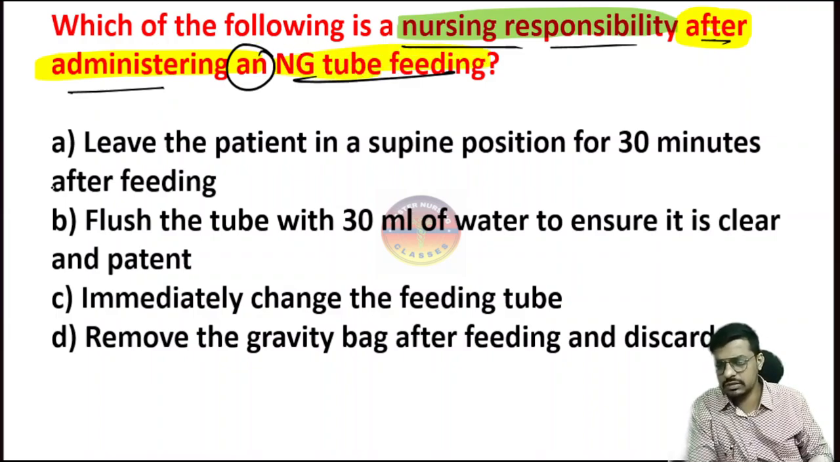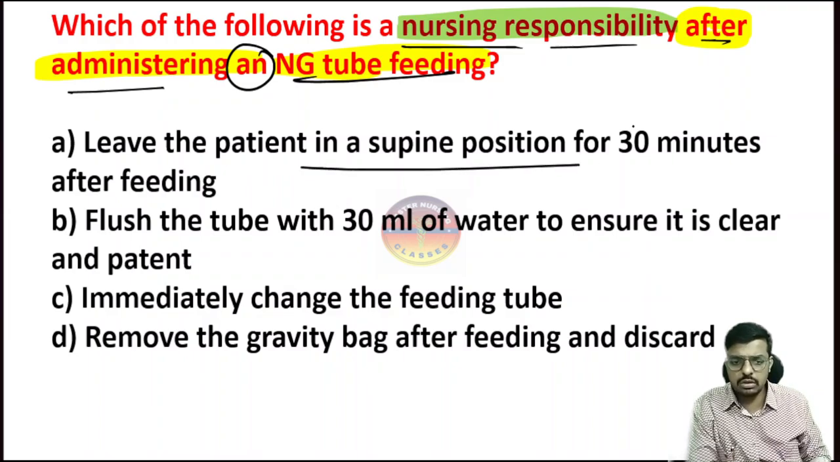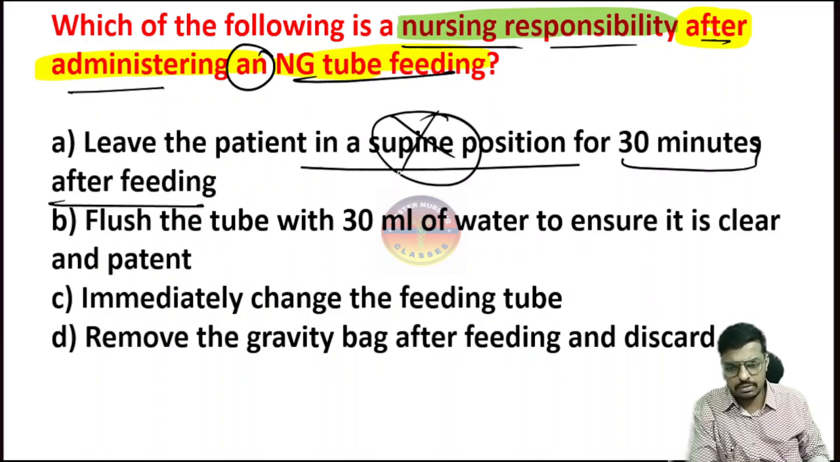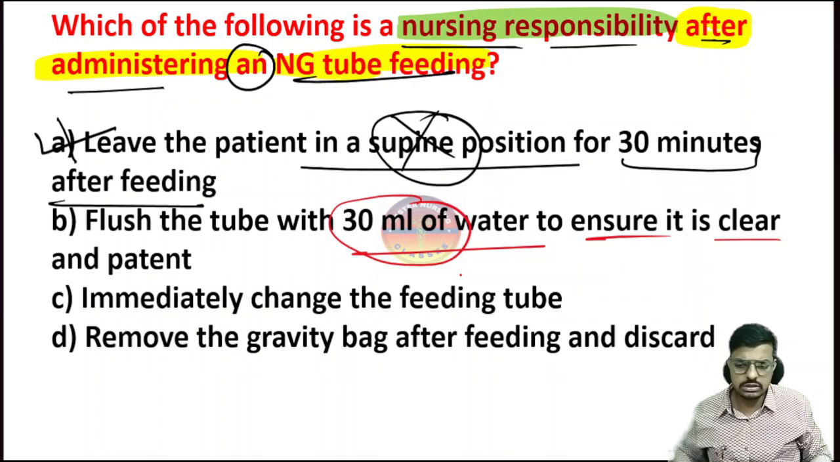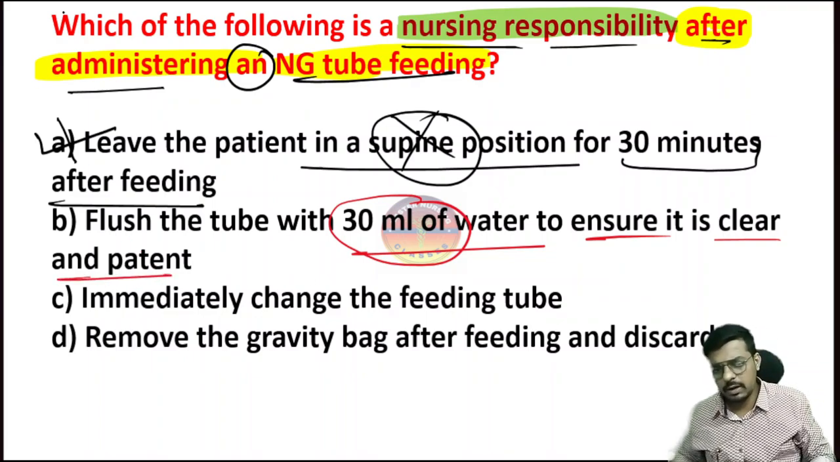Option A says leave the patient in a supine position for 30 minutes after feeding. Children, you have given the feed to the patient and you are making the patient supine, which means the content will regurgitate back and may lead to gastric content aspiration, and the patient may develop aspiration pneumonitis, a very dangerous type of pneumonia, because of massive respiratory changes. So this is not the correct answer. I am eliminating option A. Then the next option: flush the tube with 30 ml of water to ensure it is clear and patent. Yes, very important.